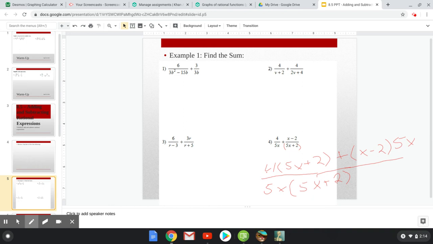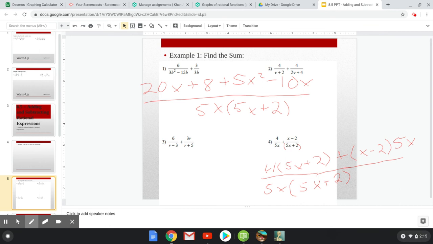So now we just need to distribute. So 4 times 5x is 20x. 4 times 2 is 8. X times 5x is 5x squared. Negative 2 times 5x is negative 10x, over 5x plus 2.